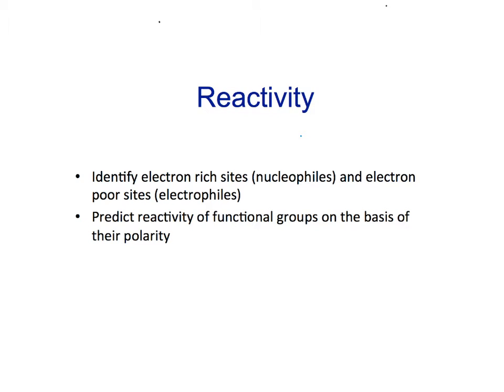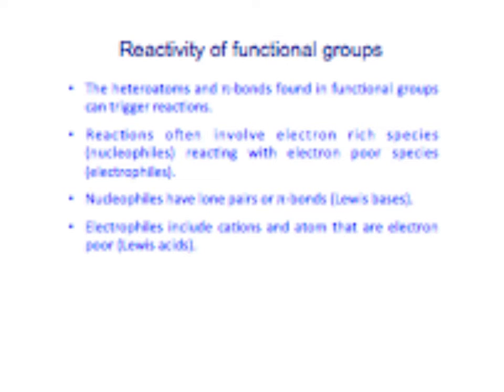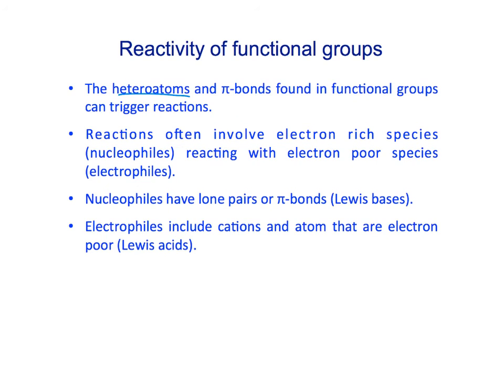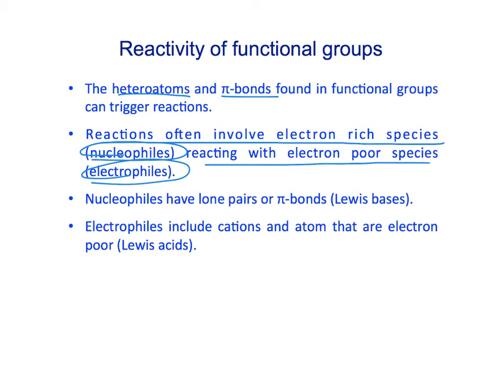So we will identify electron-rich sites and electron-poor sites. These are often referred to as nucleophiles and electrophiles. Once we've done that, we'll be able to predict reactivity of those functional groups. In general, we'll look for heteroatoms and pi bonds, and these are the parts of the functional groups which will cause reactivity. Reactions often involve electron-rich species, like we said, called nucleophiles, reacting with electron-poor species, which are referred to as electrophiles.